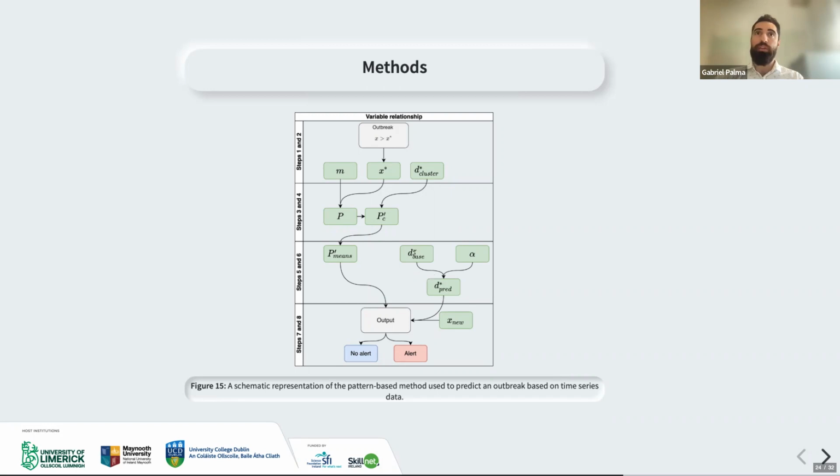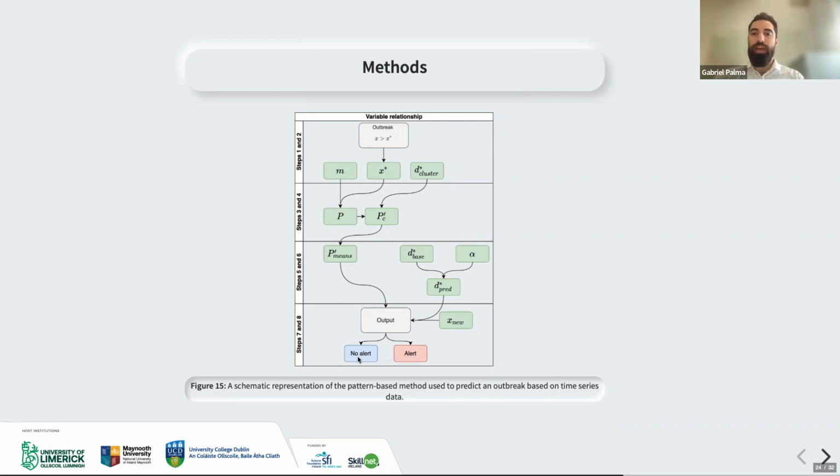D star pred will use the D star base and alpha. And given that I have a new observation, we will compute for each one of the rows of the P prime matrix the D association. If the association is greater than the D pred, I can say there is an outbreak going to happen; otherwise we have no alert.